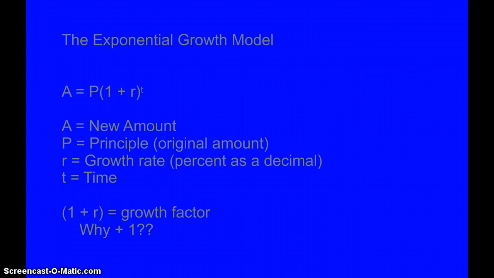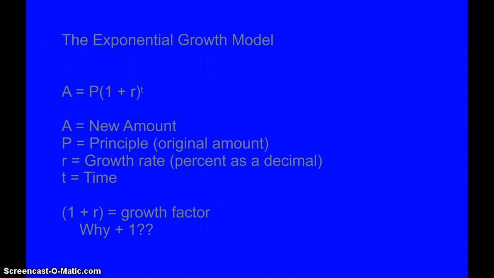Also, that little section, the 1 plus R, gets its own special name. That section is called the growth factor. And that's a big concept for what we're going to do here with exponential growth, is answering the question, why is it plus 1? Why don't you just multiply by the percent?